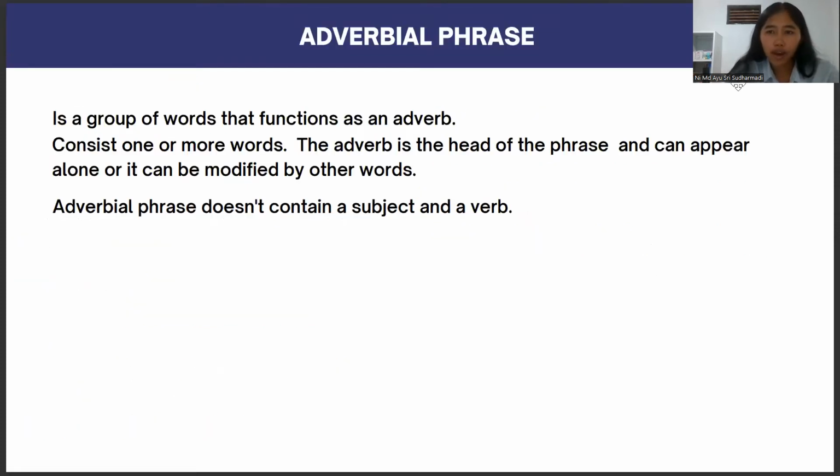Next, we have adverbial phrase. What is that? An adverbial phrase is a group of words that function as an adverb and consists of one or more words. This adverb is the head of the phrase and can appear alone or it can be modified by other words. An adverbial phrase doesn't contain a subject and a verb, not like an adverbial clause. I will explain it later.